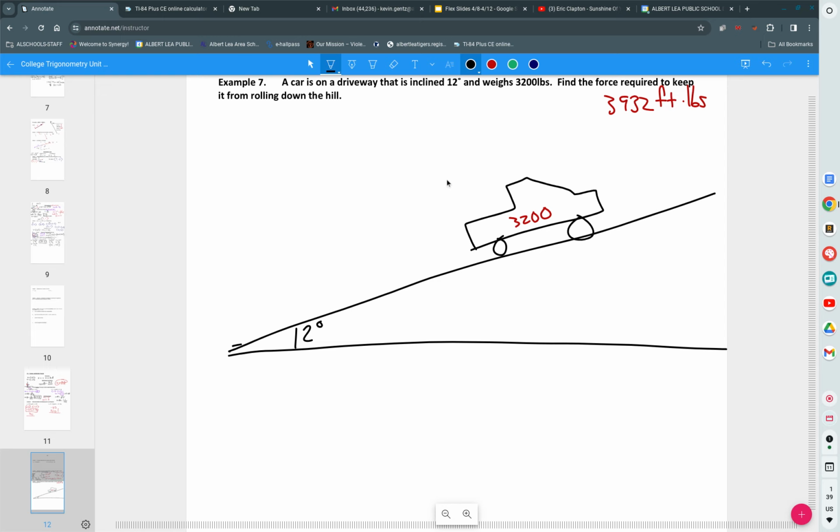No. Okay, you say that, but I just want to be clear here. If it was at 0 degrees, you wouldn't have to apply any force, right? It ain't rolling. And if it was sitting vertically at 90 degrees, you would have to apply 3,200 pounds, right? You see what I'm saying? So you're not feeling all that 3,200 pounds.